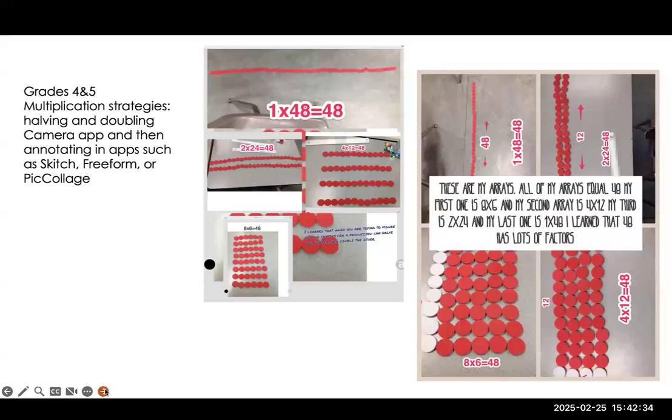This is an example from grade 4 and 5. So they actually built their understanding of halving and doubling with multiplication with math manipulatives. And then they took photographs of those and annotated them. And then that was what was submitted to their portfolio so that they could have a record of what they did and that annotation explaining their understanding. And again, the recommended apps for annotating are Sketch, Freeform, or Pic Collage.